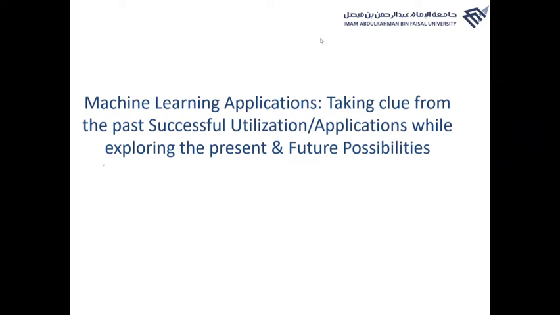So we are going to continue, as we can see, with our topic of looking into machine learning applications, taking clue from the past successful utilization while exploring the present and future possibilities. Following the announcement of a few assignments, we've gotten a couple of responses, which we are going to be discussing hopefully later on.